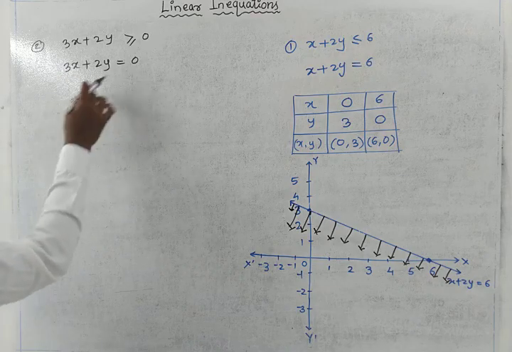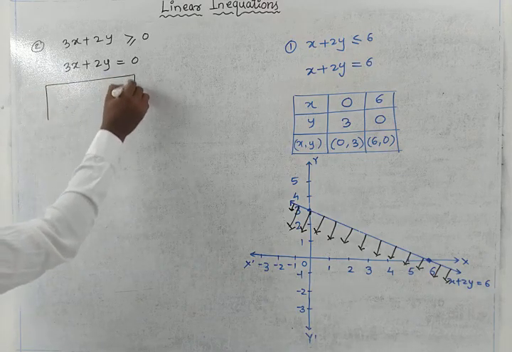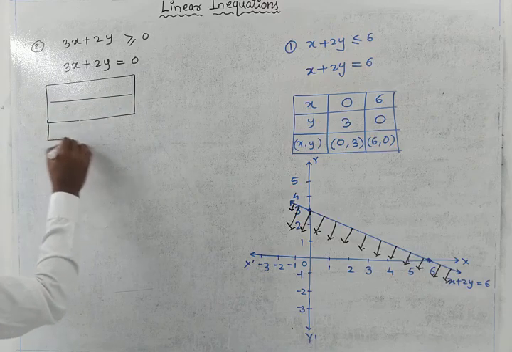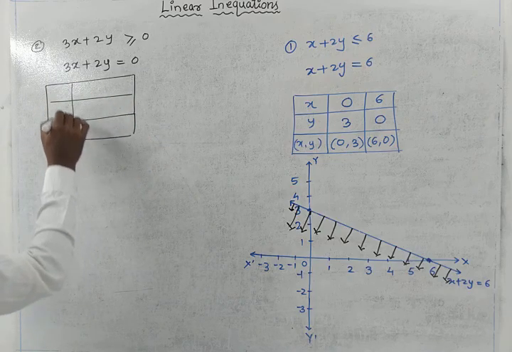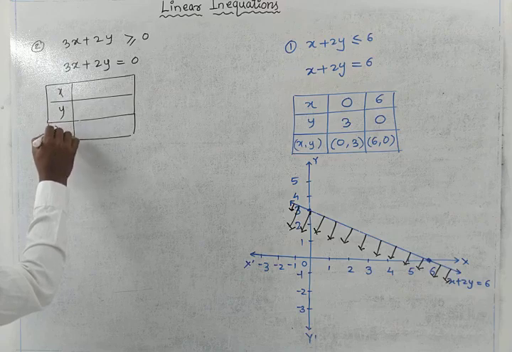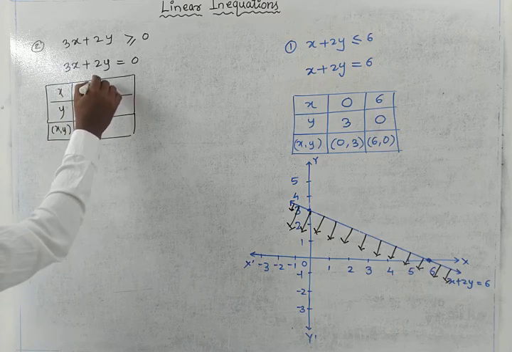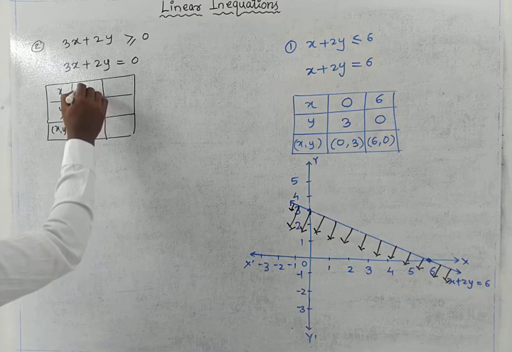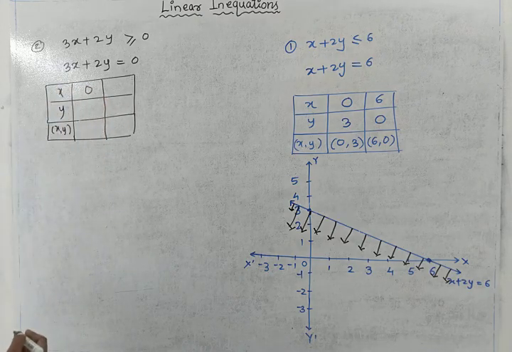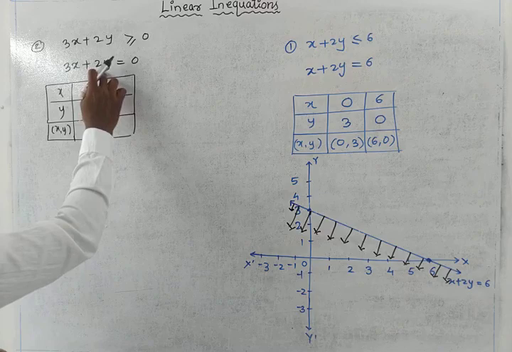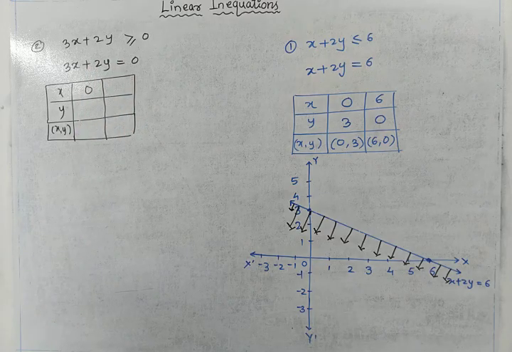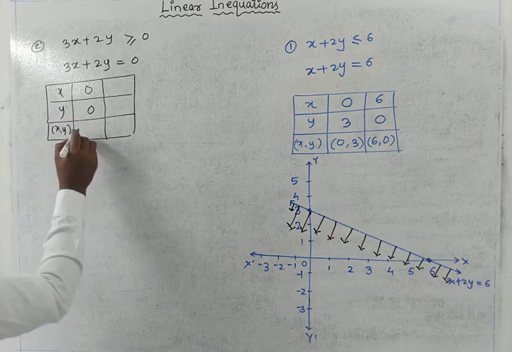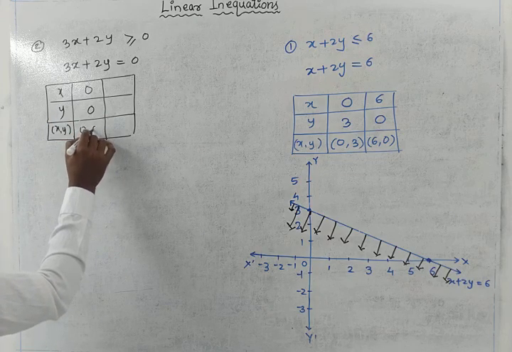For this equation, first we will try to find the points to draw a line, for the ordered pair x, y. Now we will substitute x is equal to 0. Then 2y is equal to 0 will remain, so y is also 0. So the point is 0, 0.